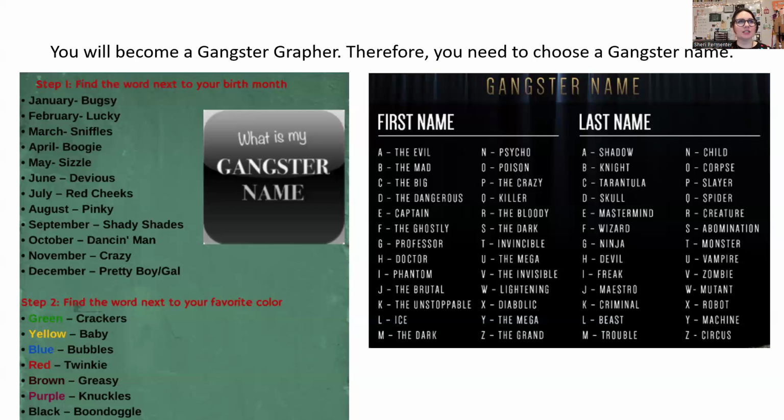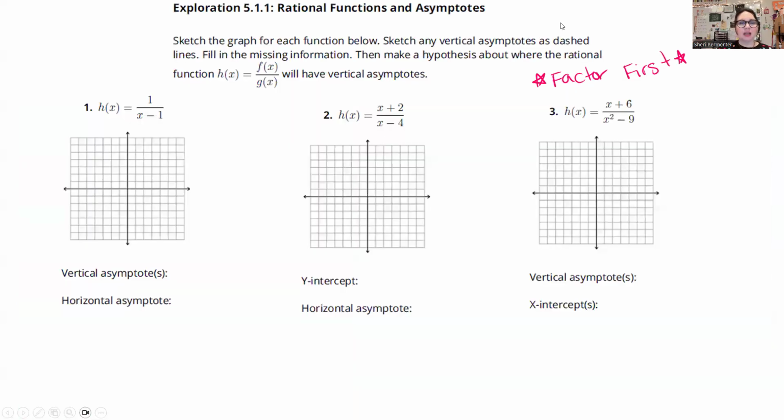There we go. We'll become a gangster grapher. Okay, well, if you're really struggling, you can tell yourself that, like, I am a gangster. I can do this. I am a gangster. I can do this. All right, so moving on.